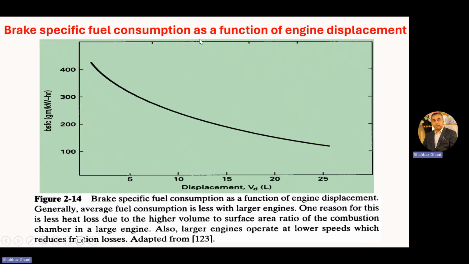Now, brake specific fuel consumption as a function of engine displacement volume. Generally, average fuel consumption is less with a large engine. One reason for this is less heat loss due to the higher volume to surface area ratio of the combustion chamber in a large engine. Also, a larger engine operates at lower speed, which reduces friction. So we have displacement volume on the x-axis and brake specific fuel consumption on the y-axis.